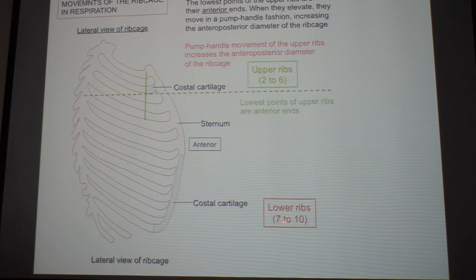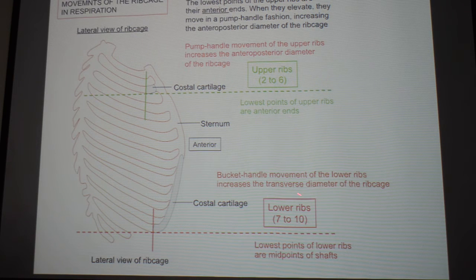Now the lower ribs from rib number 7 to 10. So 2 to 6 are the upper ribs and 7 to 10 are lower ribs, to understand this anatomy of breathing. And the lowest point of the lower ribs are the midpoints of the shaft. And this is the level. Right? So bucket handle movement will be in the lower rib segments, and pump handle movement will be in the upper ribs.